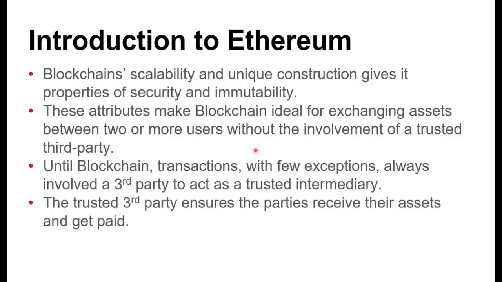So a blockchain is quite scalable. It is very scalable, has a unique construction, and it has key properties of security and immutability. So it is because of particularly these two attributes that blockchain is ideal for exchanging assets between two or more users without the involvement of trusted third parties. So until blockchain, transactions, with few exceptions, always involved a third party to act as a trusted intermediary. And that third party ensures that the transactors receive their assets and that everybody gets paid.